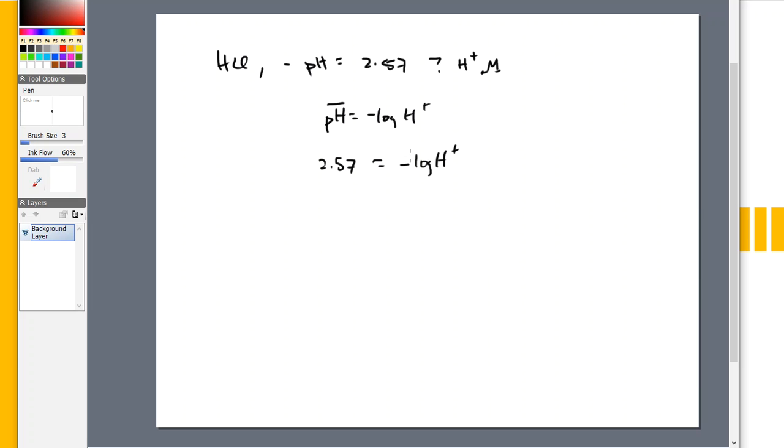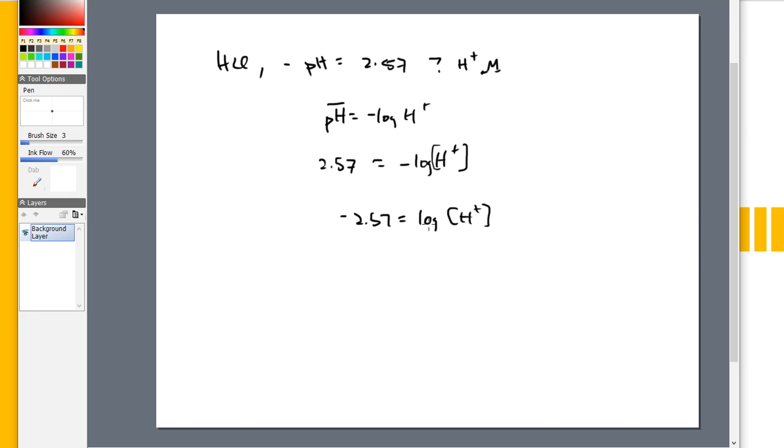Get rid of the negative. Move it over. We've got to isolate the H plus on its own. So how do we do that? Get rid of the negative. Negative 2.57 equals log of H plus. Now we've got to get rid of the log. If we can get rid of the log, we can get the H plus on its own. That's the purpose of any algebra equation. Bottom line, right there it is.